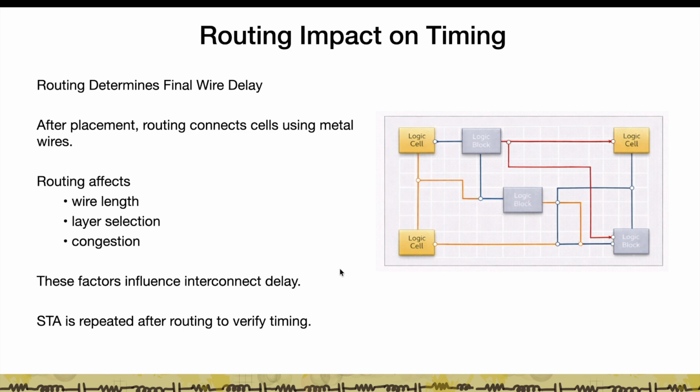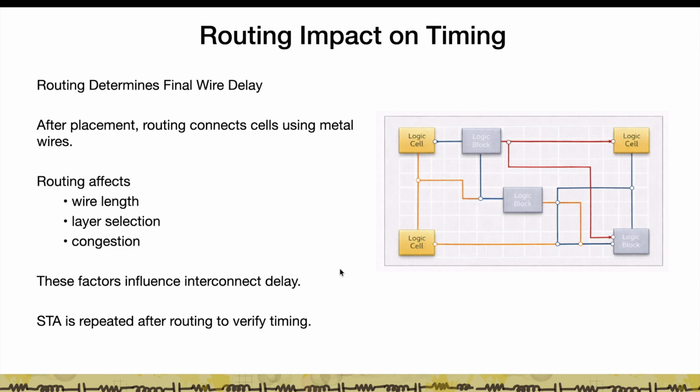A wire routed on a lower, thinner metal has higher resistance than the same wire on an upper, thicker layer. A wire forced to detour around congestion is longer than it needs to be. A wire sharing a tight channel with many neighbors has higher capacitance from coupling.